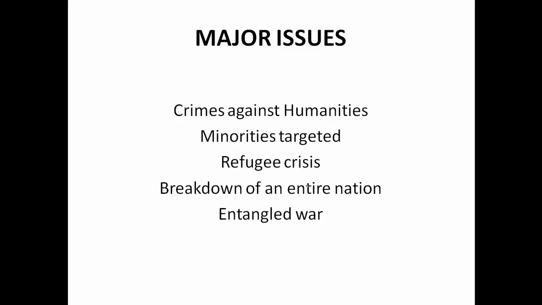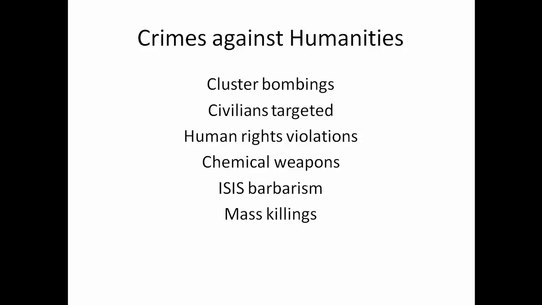Now, what are the major issues of this Syrian civil war? I will discuss them one by one. The first is crimes against humanity. In this civil war, there have been a lot of crimes and atrocities that are considered crimes against humanity by the various UN bodies. There has been the use of cluster bombings. Cluster means a lot of bombs are dropped together in civilian areas. These cluster bombs can destroy areas of 500 meters, half a kilometer of civilian area or a neighborhood, by just one bombing.